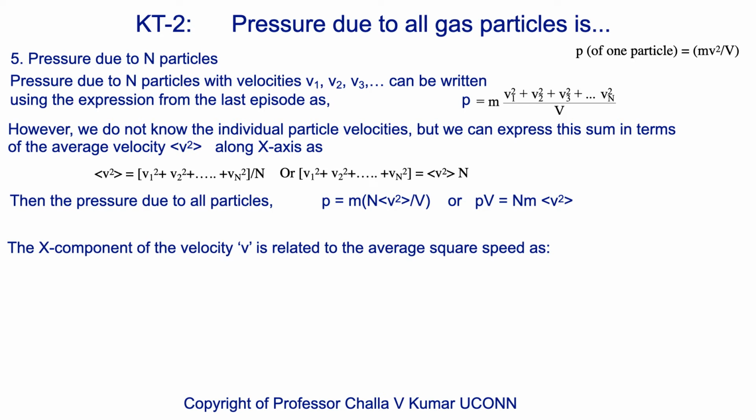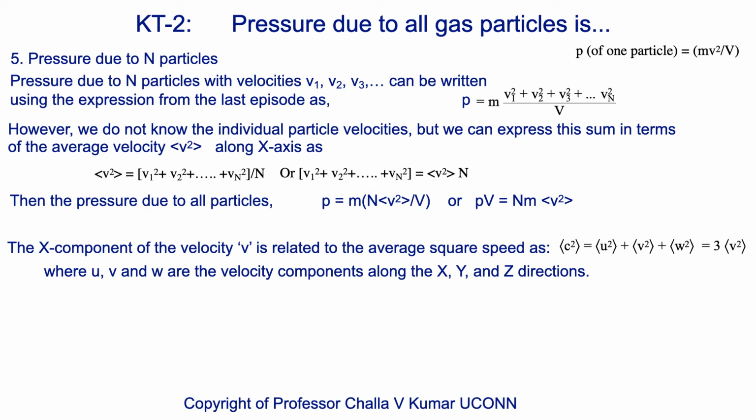For example, we can say that the x component of the velocity is related to the average squared velocity as follows: c squared, if we drop the direction, so that is the average, is equal to u squared plus v squared plus w squared, where u, v, and w are the velocity components along the x-axis, y-axis, and the z-axis.